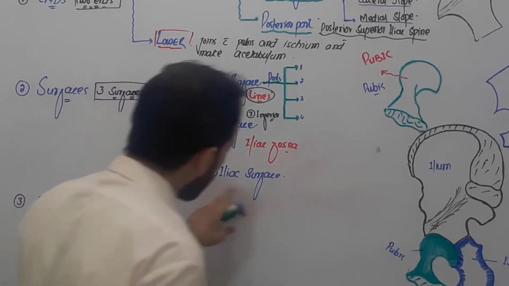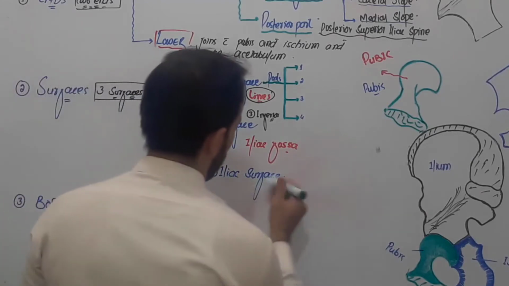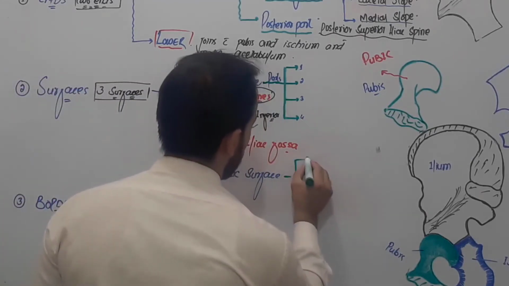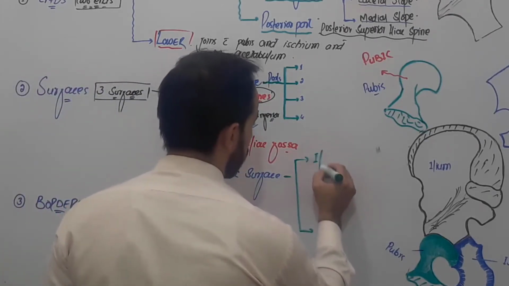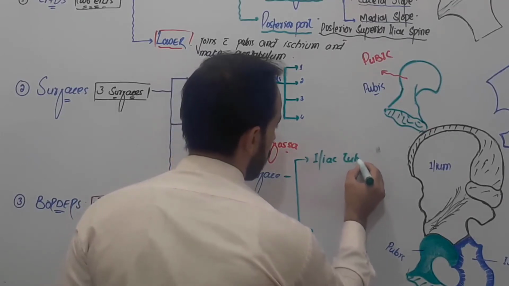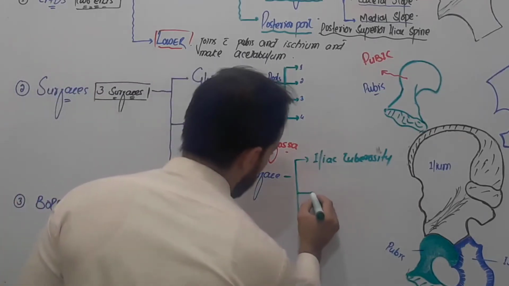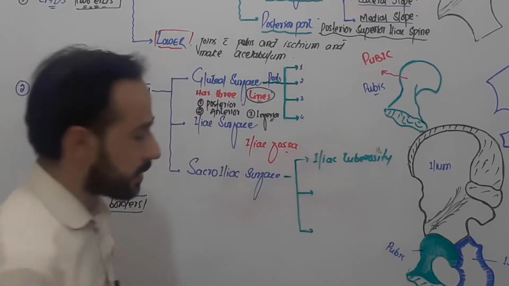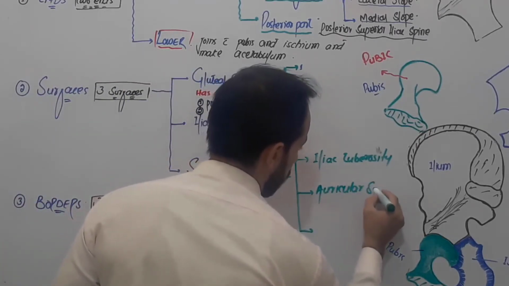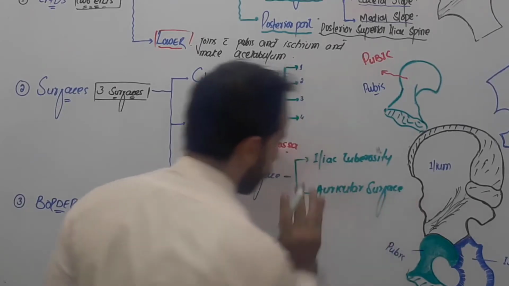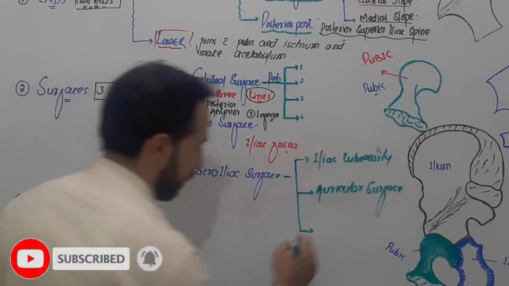The sacroiliac surface has three different parts, and what are those three parts? First of all, it has the iliac tuberosity, right? Then after the iliac tuberosity, it has an auricular surface. Now I will show them while I discuss the bone, don't worry. And then the last one, it has the pelvic surface.